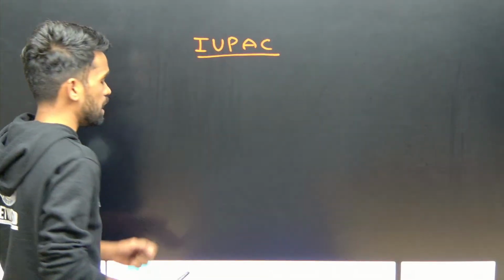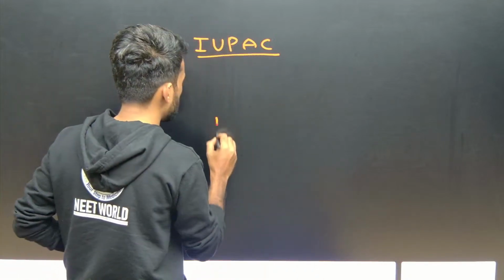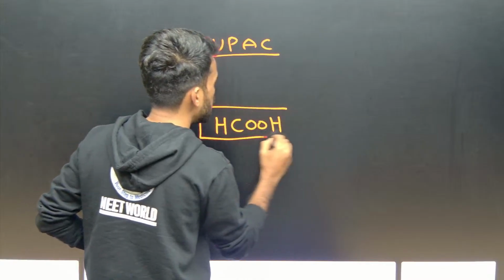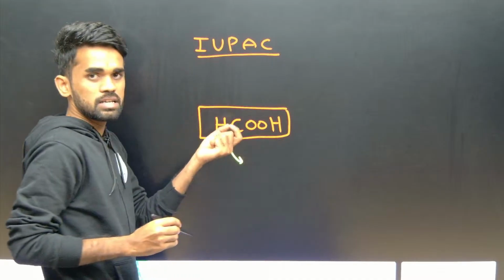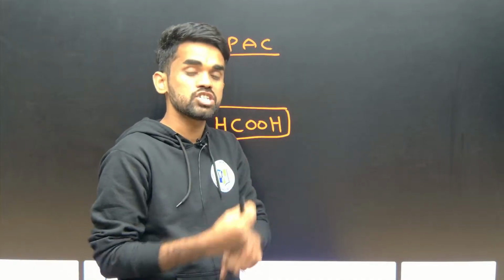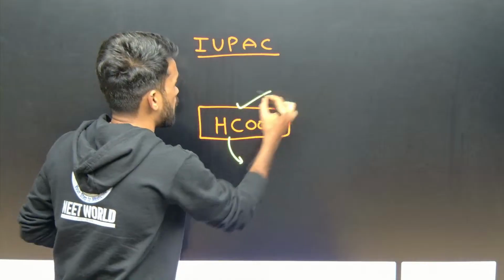Looking at the origin which they are derived from, yes, we can give them names. For example, we call this particular compound formic acid. Why? Because it is a compound coming from ants. Whenever an ant bites us, we feel a sensation. Why do we feel the sensation? Because of this formic acid only.